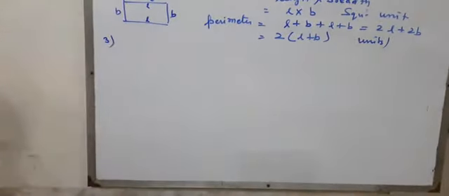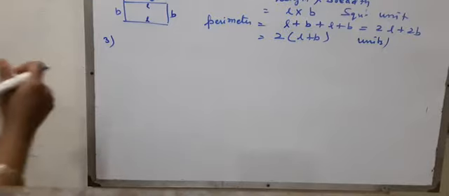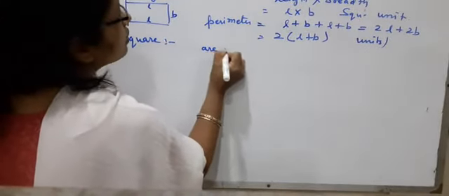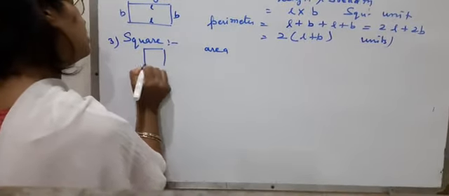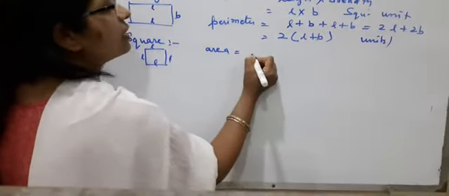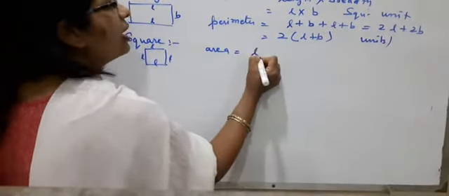Third is the square. For the area of a square, all sides are equal in length. Area is equal to L into L, which is L square unit, and perimeter is L plus L plus L plus L, which is 4L.